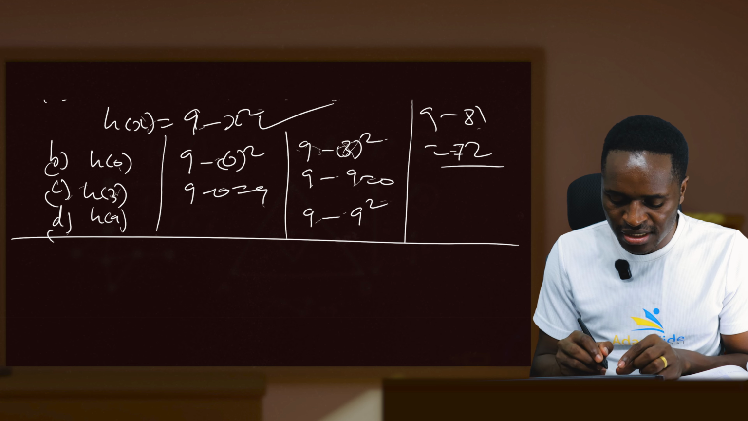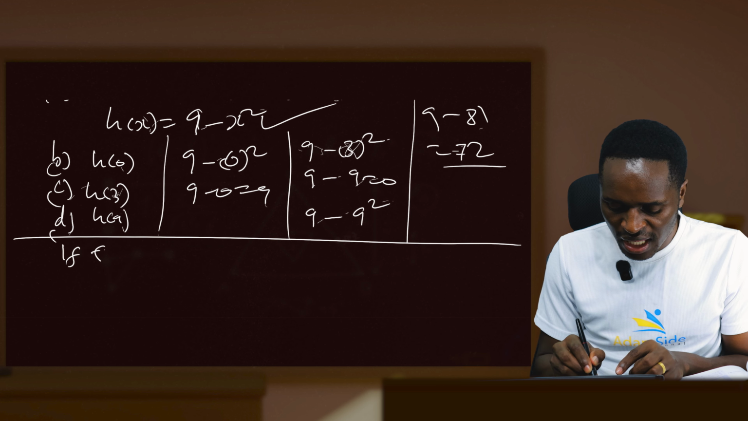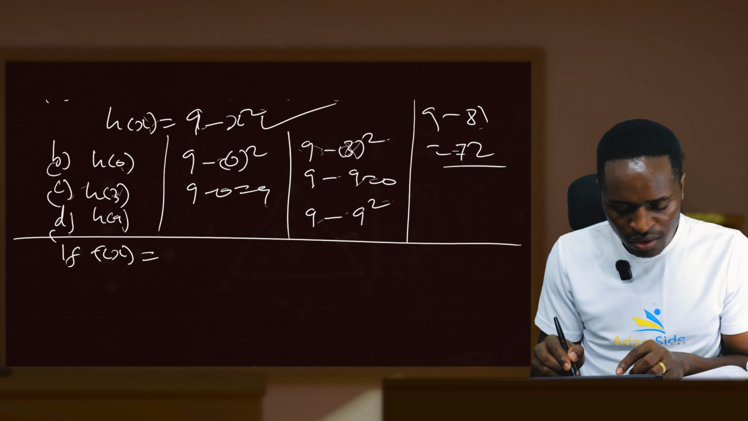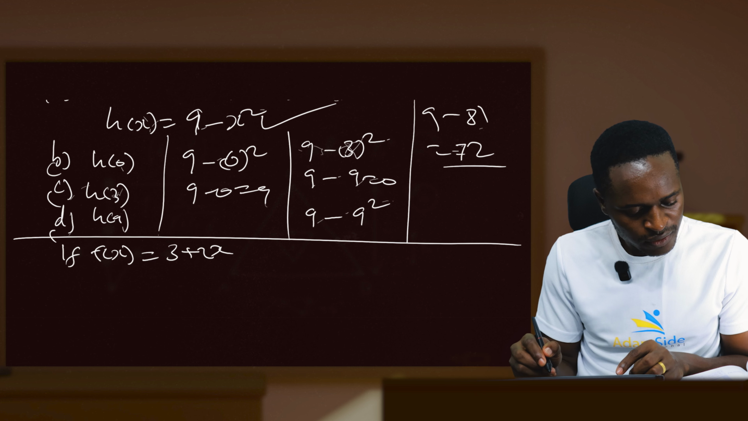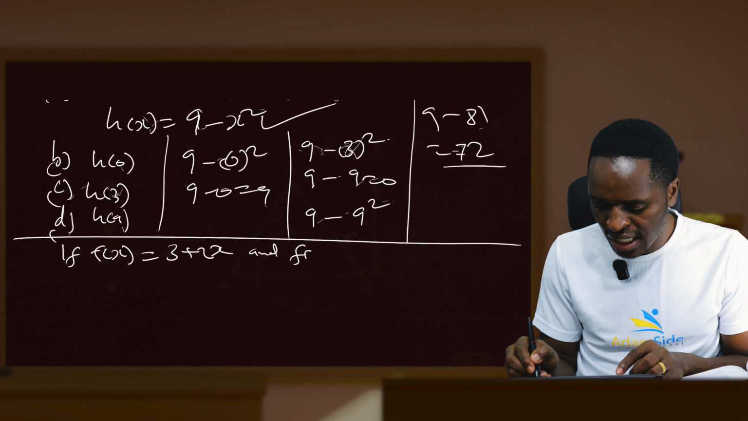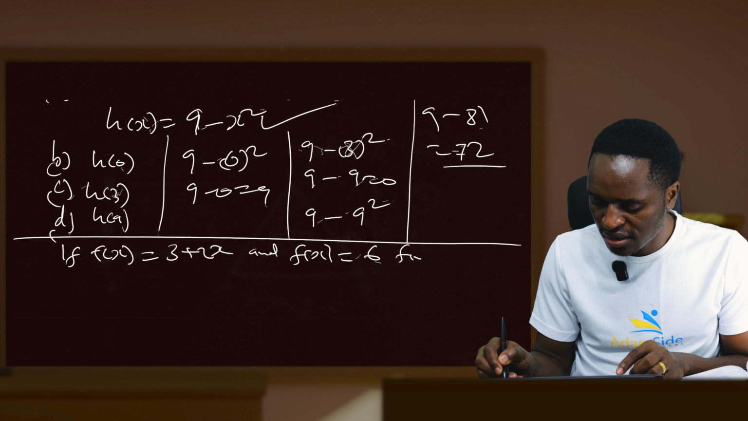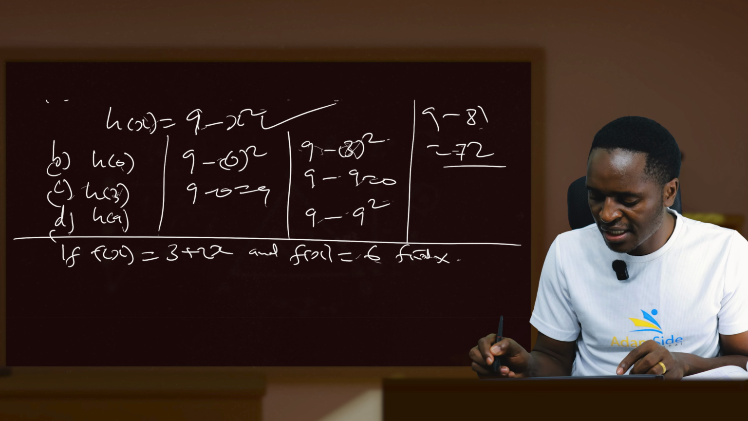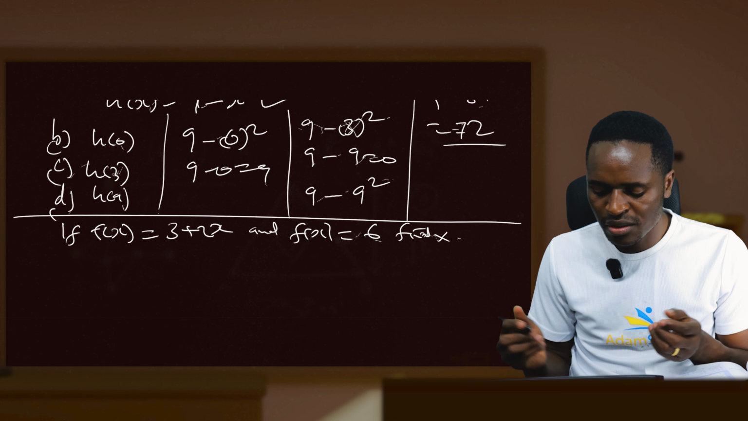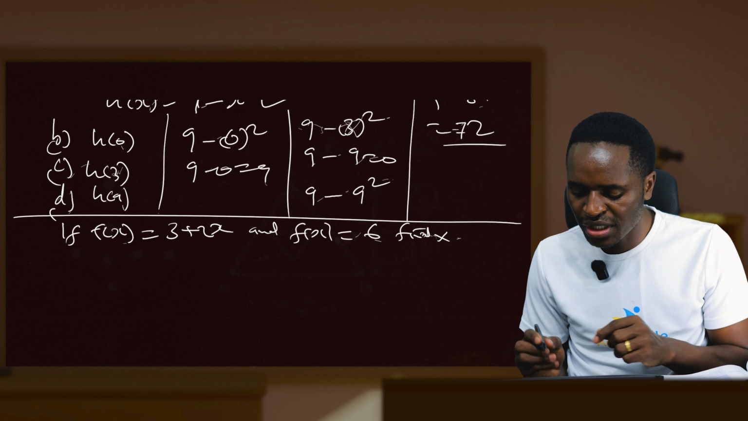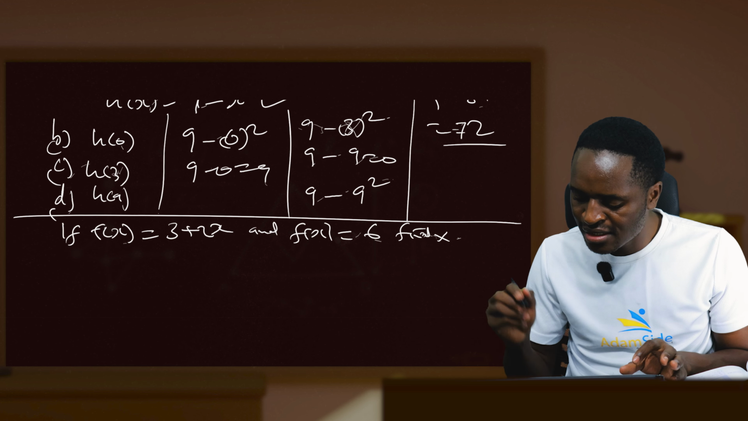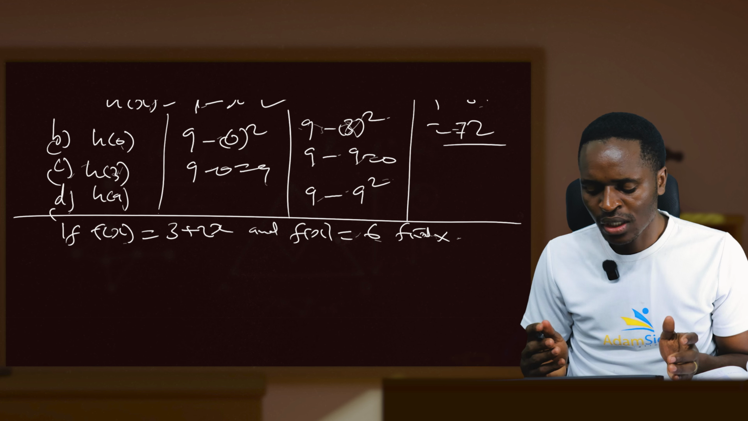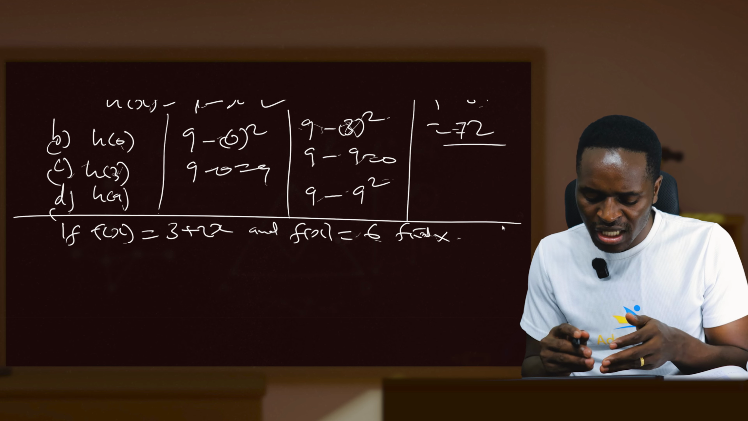They say if f of x is equal to 3 plus 2x and f of x is equal to 6, find x. We're told find x. This is simple.